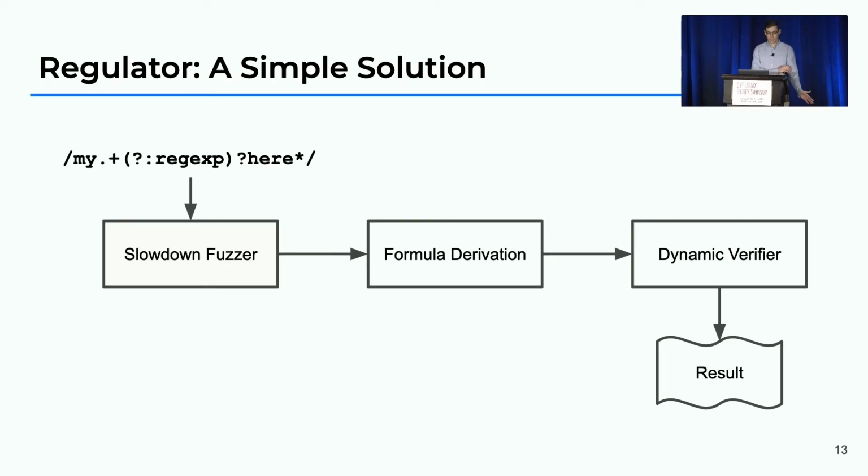What we do is we invent Regulator, which is a surprisingly simple solution, which achieves very good results for exactly what we want to do. We start by using a slowdown fuzzer, which is a specially modified fuzzer, which, given an input regular expression, will try to find examples of strings that will be very slow when they execute. Then we take examples from this fuzzer, and we derive a formula that will show us how attack strings are formed for this particular regular expression. And then we dynamically verify that this, in fact, is an example of a ReDoS vulnerable regular expression. I'll talk about each of these in turn, but I'll start with the fuzzer.